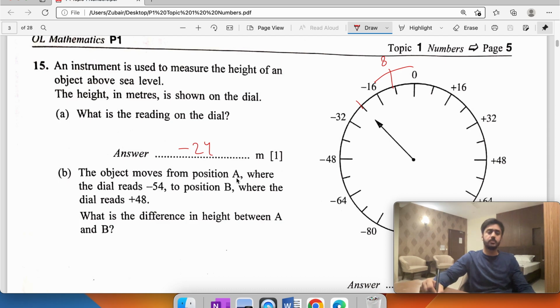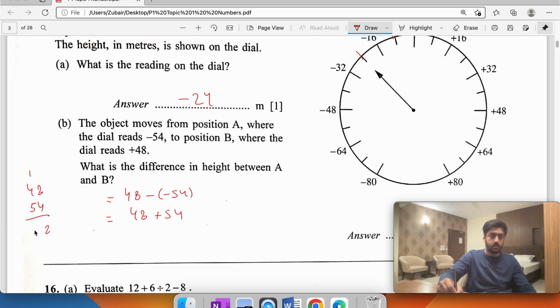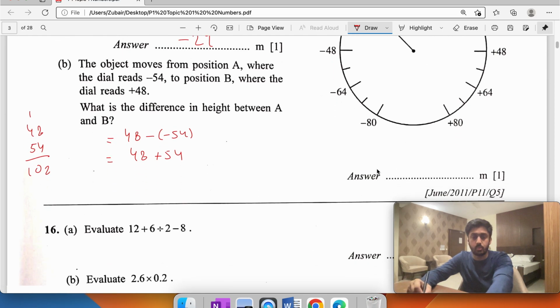The object moves from position A, where the dial reads minus 54, to B, where the dial reads plus 48. What is the difference? So greater value minus smaller value, 48 plus 54. I always find it easy when I write it this way. So 2 1 5 4 9 1 10. So the reading is 102.